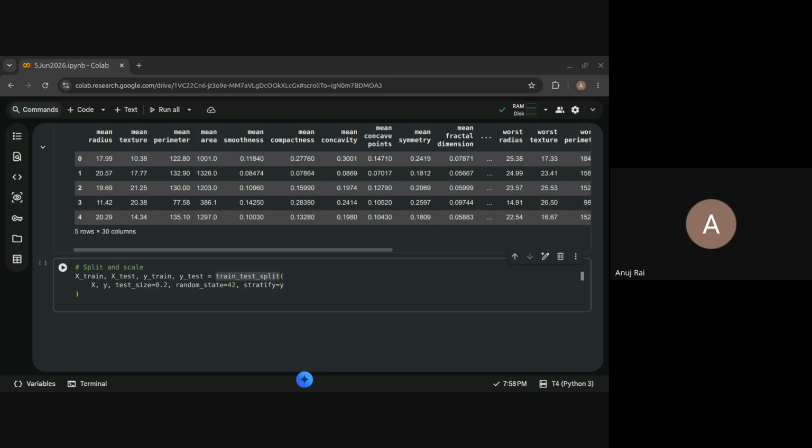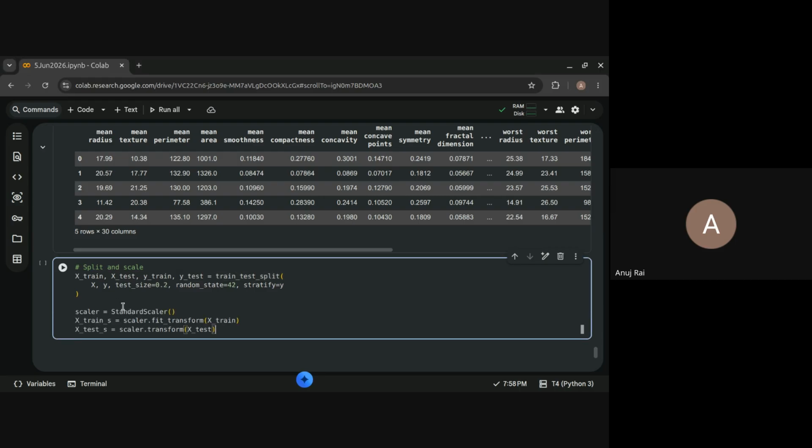And here we are going to use the standard scaler. What the standard scaler does is, here you can see that each variable has a different range of values. Mean radius is 17.99, and if you look at mean concave points, it is in terms of 0.14. So the standard scaler brings all the variables onto a standard scale.